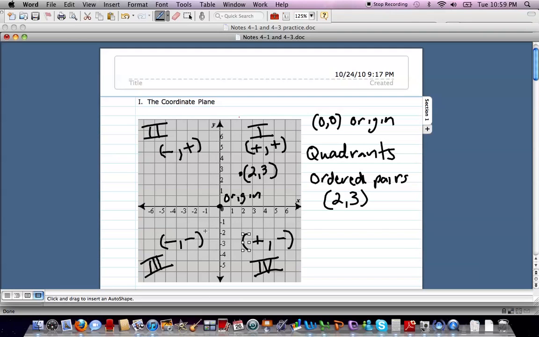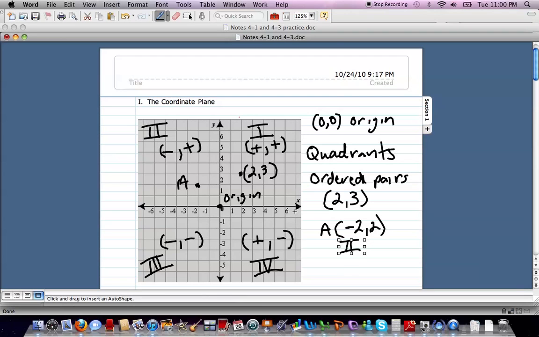So if I gave you just some random point, and I said I had a point here, and I call it A, and then I might ask you, what are the coordinates of A? And you'll start at the origin, and you'll go over to negative 2 along my x-axis, and up to positive 2 on my y-axis. So the coordinates of A would be negative 2, 2. Then I might also ask you, well, what quadrant is A in? And you'll say quadrant 2.